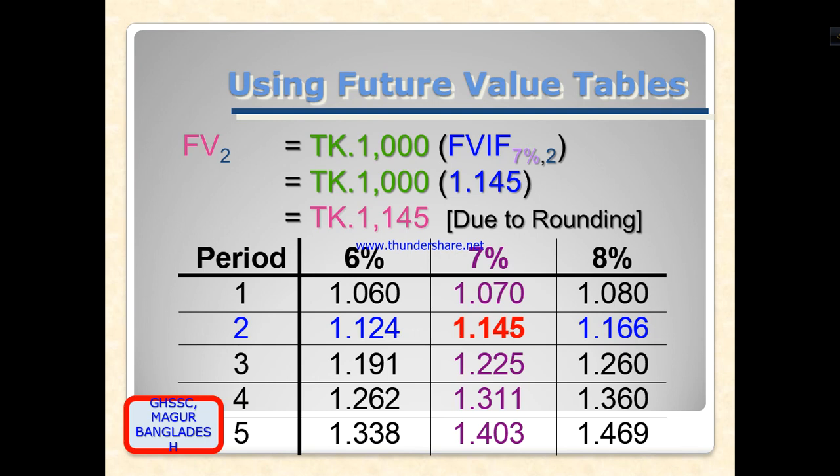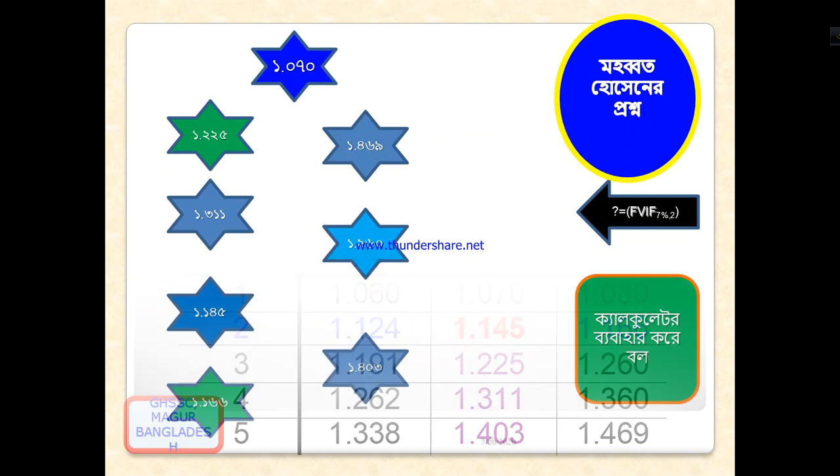Now using future value tables, what will we have to calculate? Taka 1,000 times the interest factor at 7% interest at the end of the 2 years. What will be the total figure? 1,000 taka, and from the table we have already got 1.145, and the ultimate result will be 1,145 taka. It's very clear. It's very easy for you to calculate by using the table.